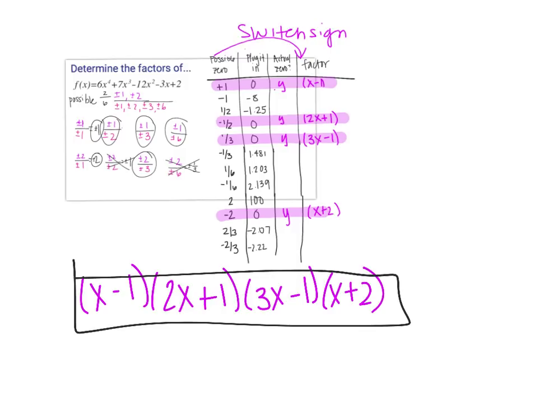That'd be my complete factorization. And again, we could FOIL all that out and do all the multiplying, and guess what we'd end up with? We'd end up with 6x to the 4th plus 7x cubed minus 12x squared minus 3x plus 2. And that's what we were hoping for.